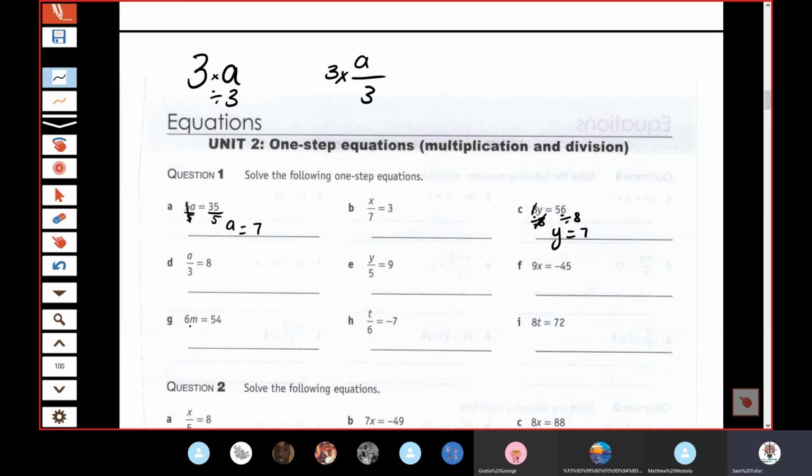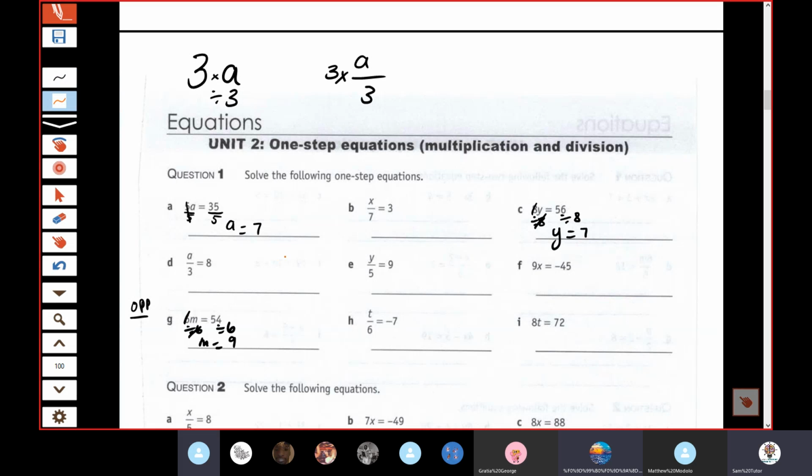Beautiful. Let's try G. Again, last one. Adele, what is between the 6 and the M? Equals? No, between the 6 and the M. Right here somewhere. Times? Yes, correct. So what is the opposite now? Divide 6. This cancels out. M equals 54 divided by 6, 9. Make sense, Adele? Yeah. Okay.